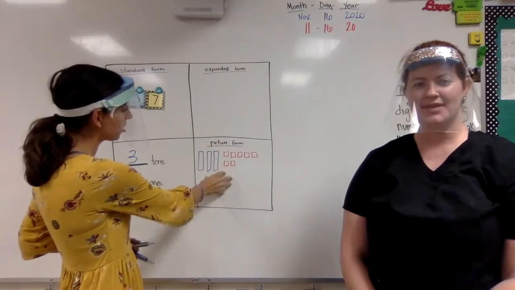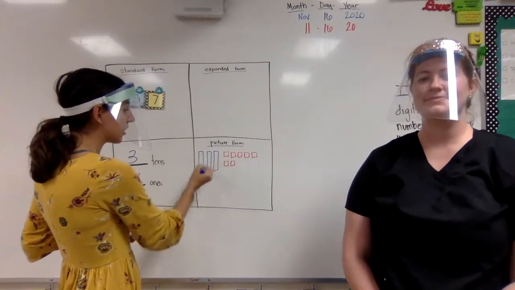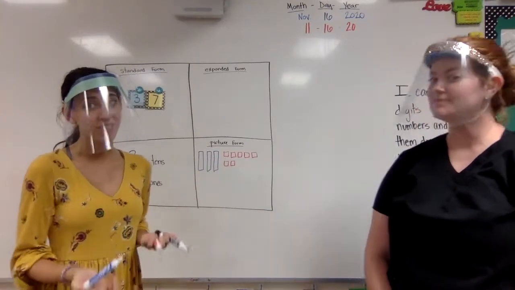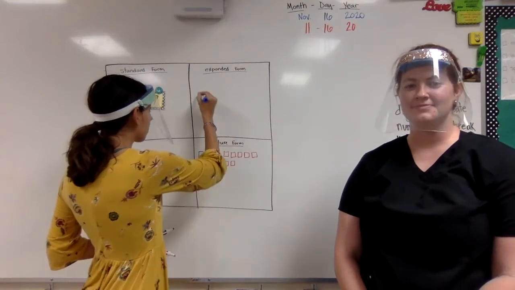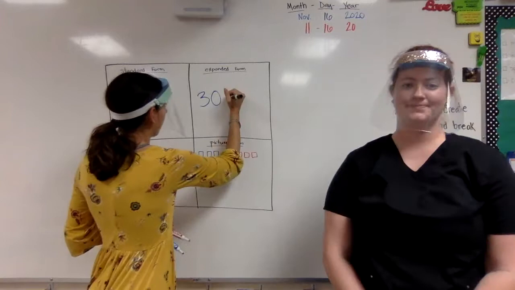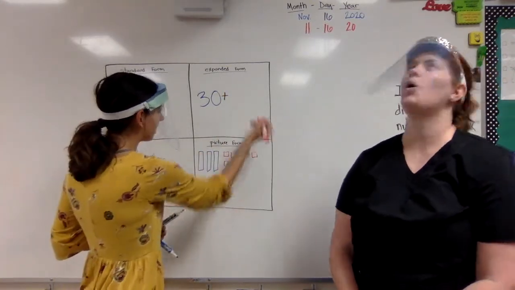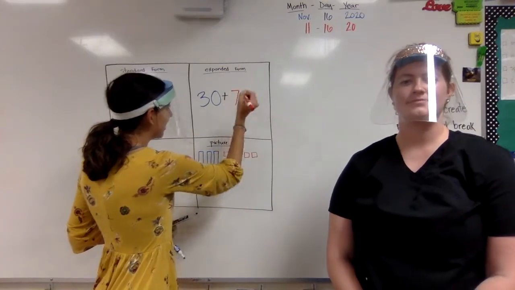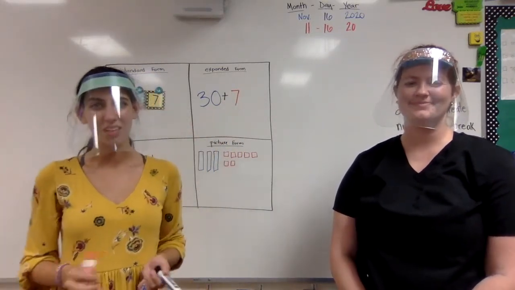So looking at my picture form, I can turn this into expanded form by seeing how much my tens are worth. So remember, I have to count them by tens. So we have 10, 20, 30. So I have 30 plus how much my ones are worth. And since I only have 7 ones, I know that that would just be worth 7. So 30 plus 7 would be my expanded form.